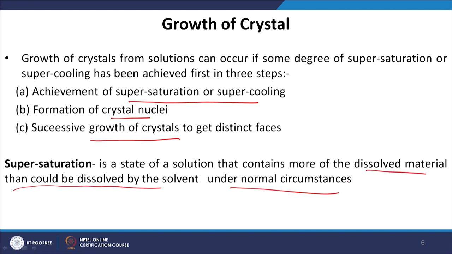solvent under normal circumstances. For example, let us say I have a glass of water and I want to dissolve sugar in it. So, you pour 1 teaspoonful of sugar into a 250 ml glass of water. The sugar will be dissolved completely in the water. You stir it with a spoon. Now, let us say you wanted to dissolve some more sugar into it. So, you add 2 or 3 more teaspoonfuls of sugar. So, it will be dissolved.